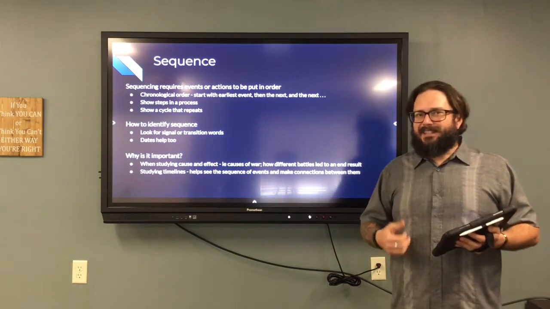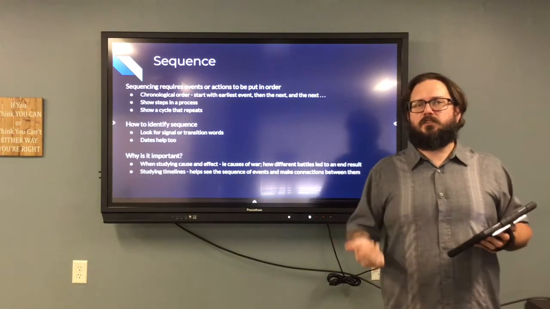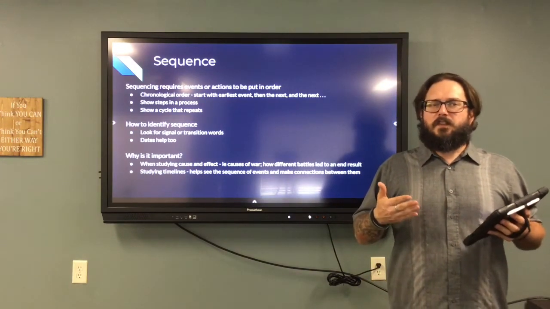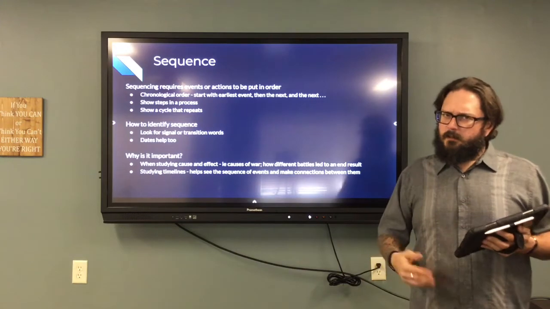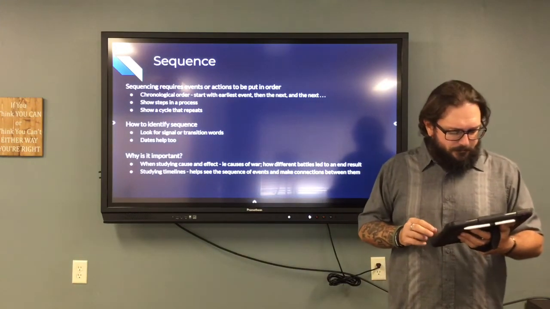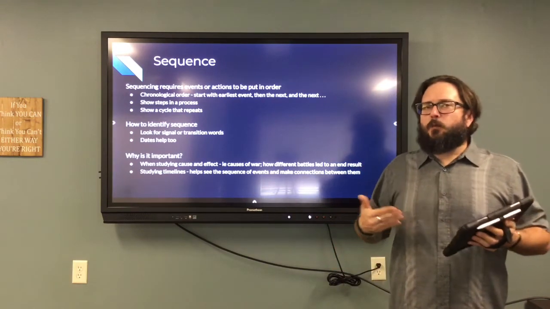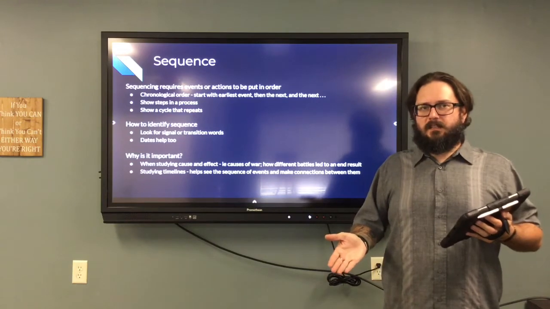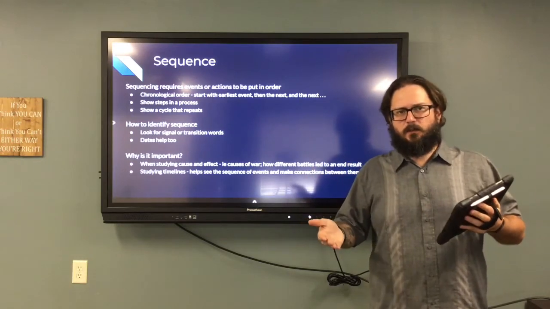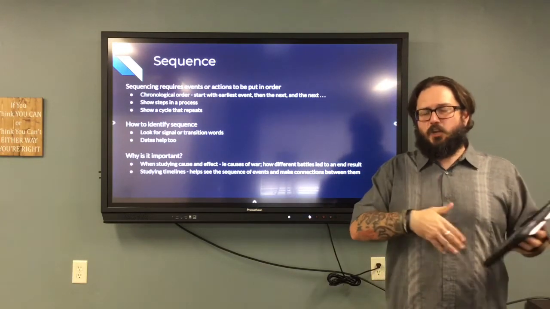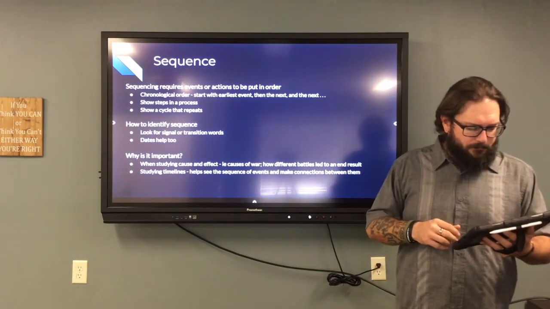It's fairly simple to identify a sequence. The easiest way to do it is to look for signal or transition words that clue you into the fact that the author is presenting things in steps. And we'll look at some of those signal words here in just a few moments. With chronological order, dates really help us too. We're able to see that if something happened in 1980 and then it leads to something in 1983, obviously we know that 1980 occurs before 1983. So pay close attention to dates as well.